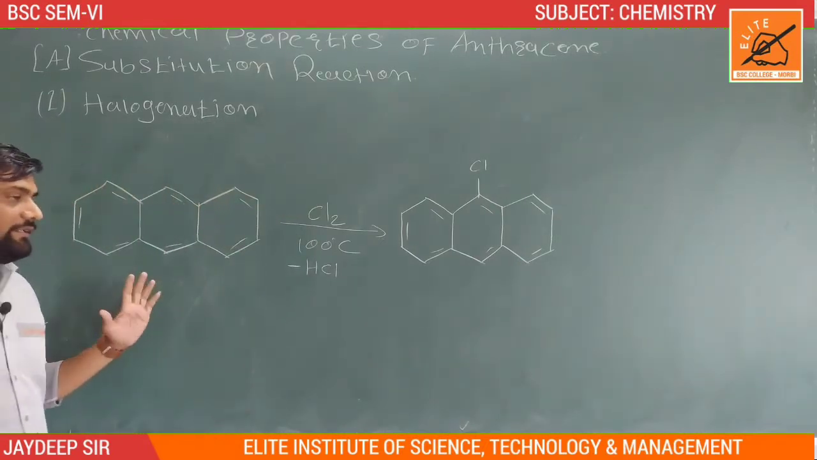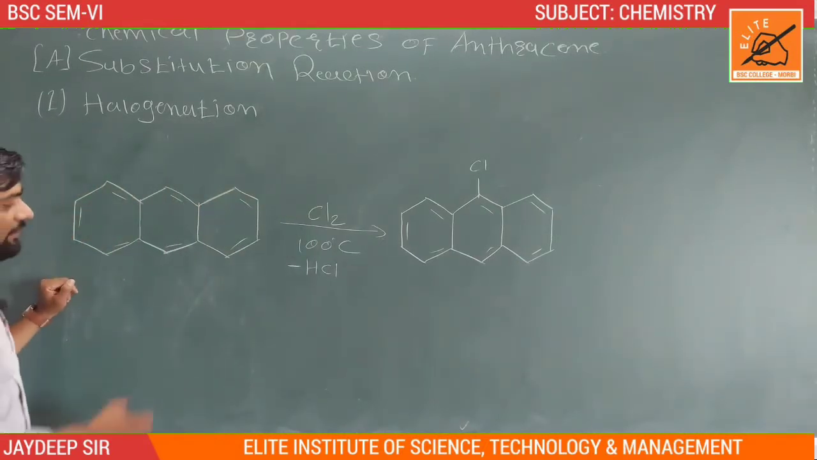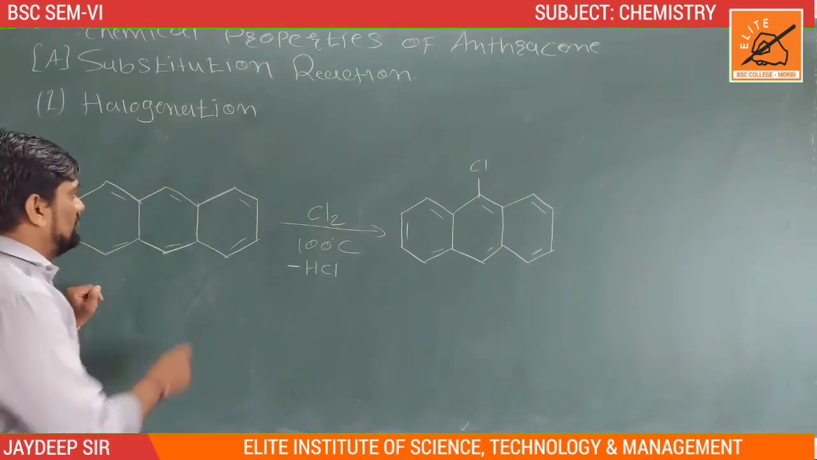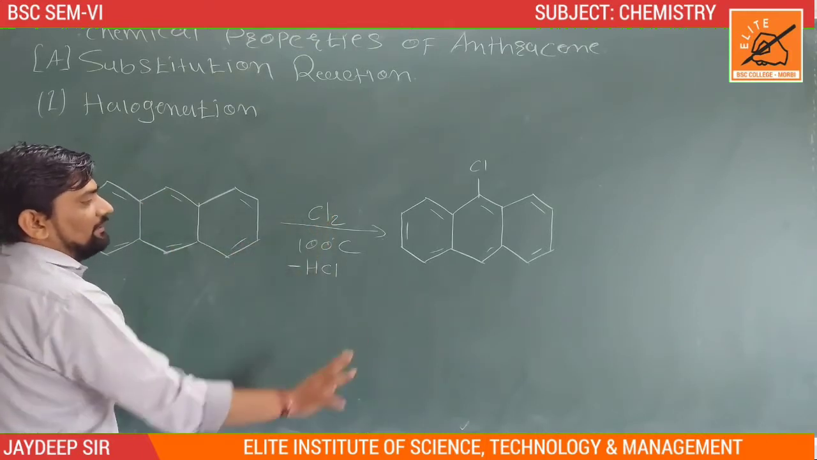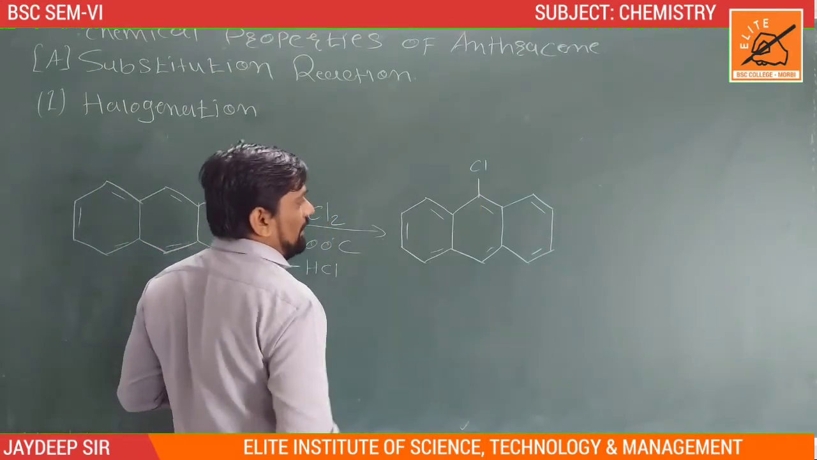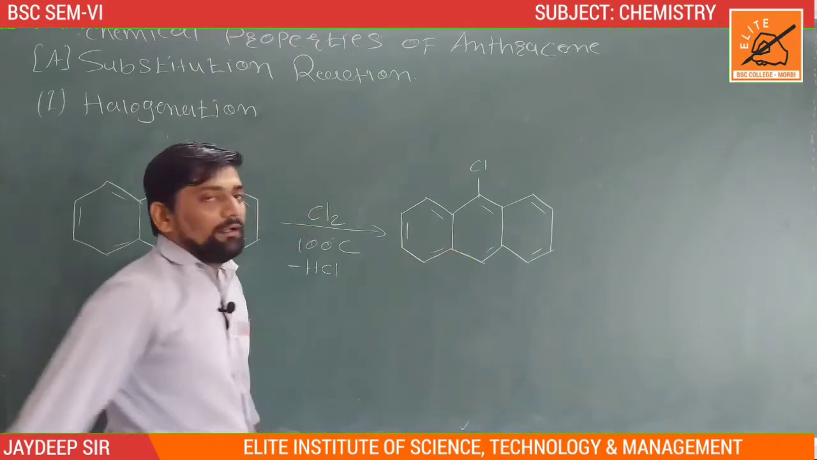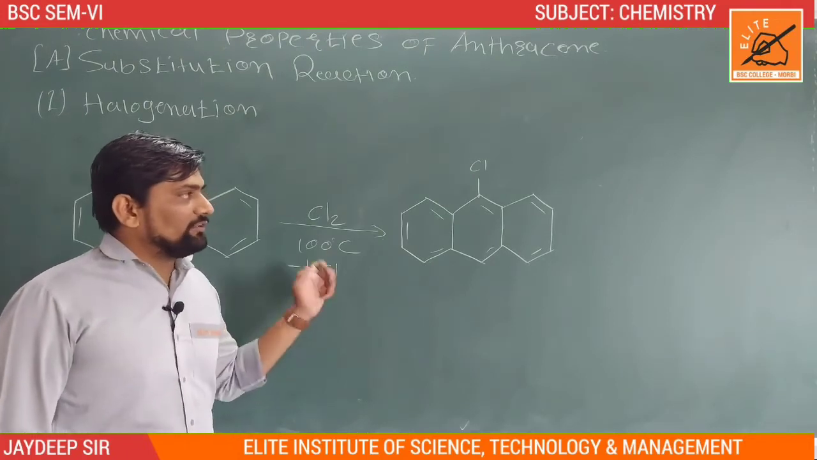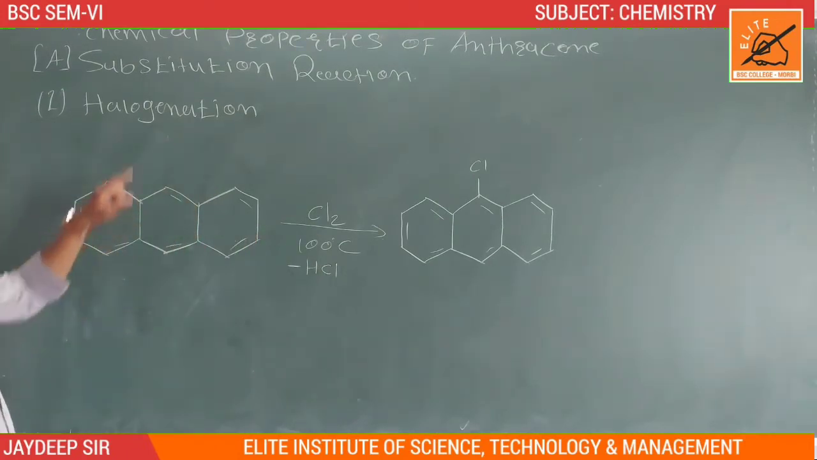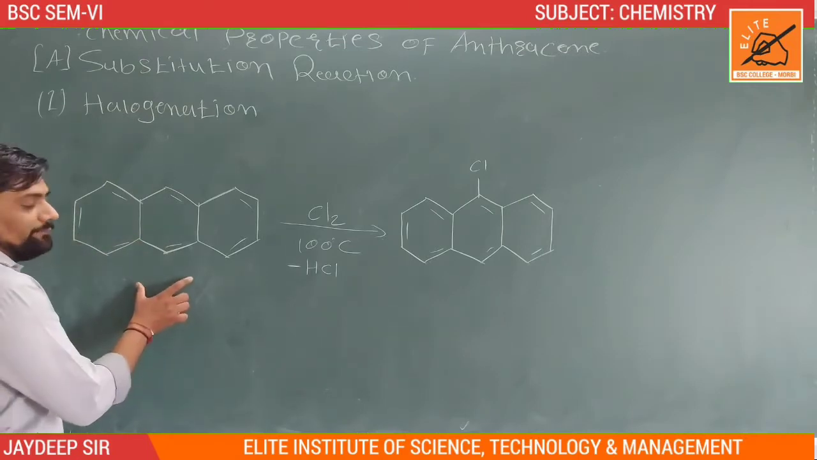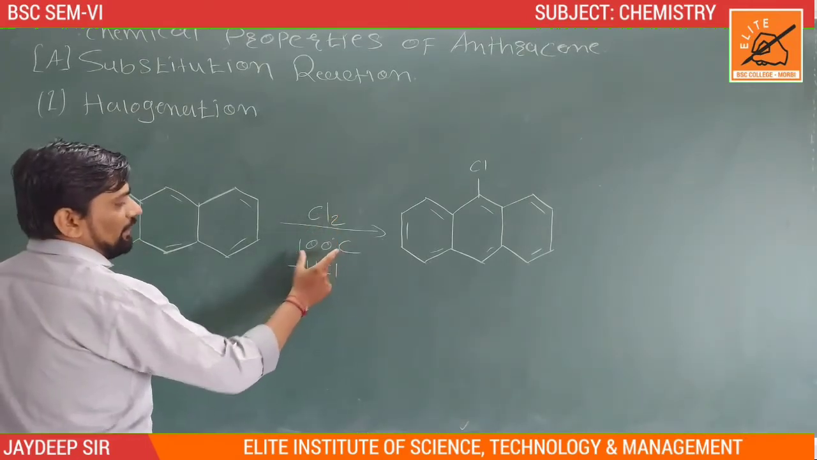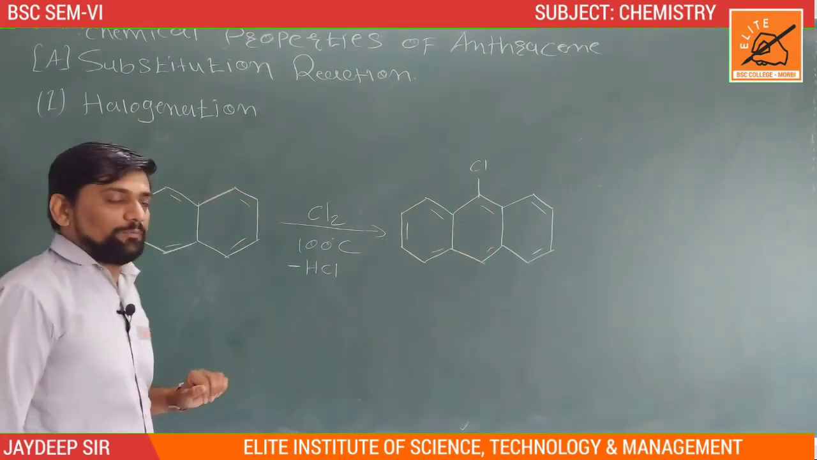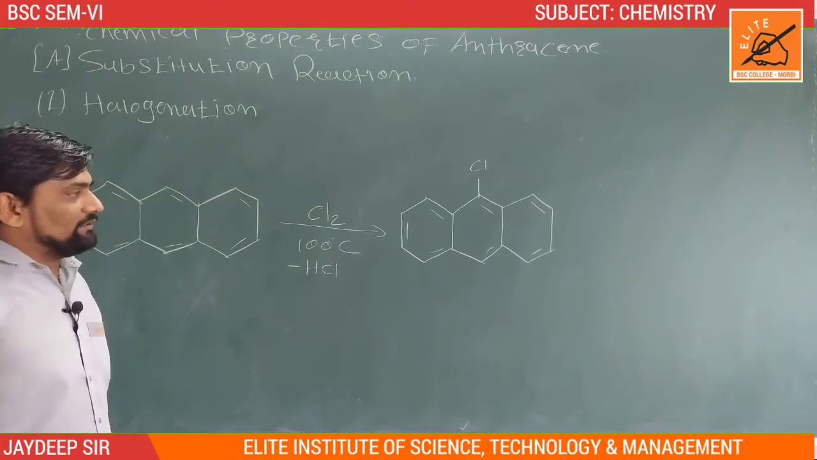This is a very easy reaction, halogenation reaction. Anthracene will react with chlorine gas at 100 degrees Celsius. At that time H and Cl, HCl, will be removed and Cl substituted onto the 9 position of the anthracene. That's why it is called 9-chloroanthracene. This compound name is 9-chloroanthracene. So this is a very easy reaction. Halogenation reaction of the anthracene is: whenever anthracene reacts with Cl2 at 100 degrees Celsius, at that time HCl will be removed and Cl substituted onto the 9th position, means 9-chloroanthracene forms.